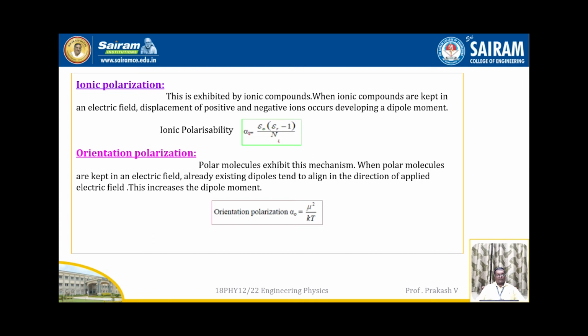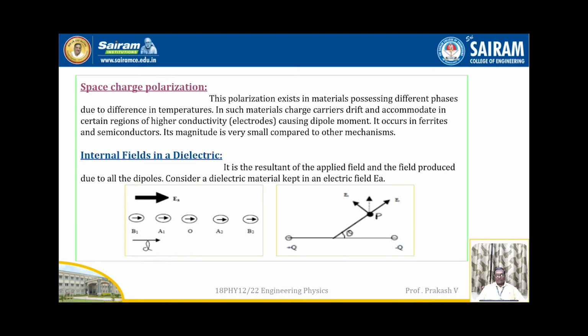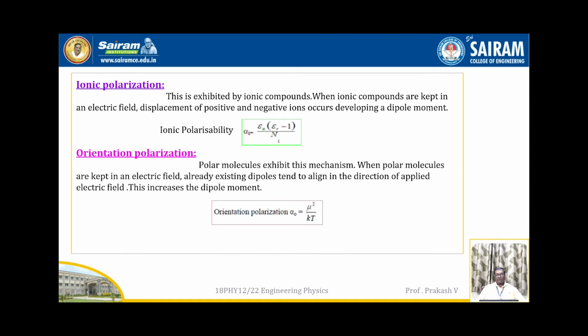Orientation polarization. Polar molecules exhibit this mechanism. When polar molecules are kept in an electric field, already existing dipoles tend to align in the direction of the applied electric field. This increases the dipole moment. The orientation polarizability alpha 0 is equal to mu square by kT.